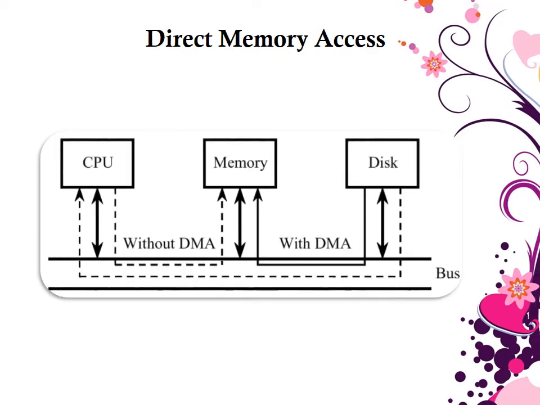Okay, so the next process is direct memory access. Direct memory access is one of the most important topics that we have to know. Direct memory access involves memory, CPU and disk, as you can see. Without DMA, we have to connect from the CPU and then to memory and then to disk. But in direct memory access we can directly access the data that is present within the memory. That is one of the biggest advantages of direct memory access.